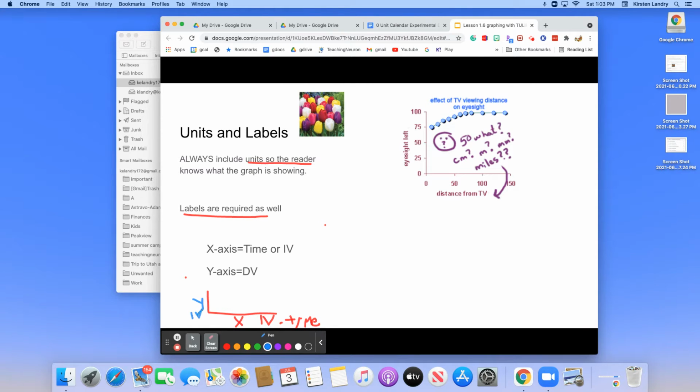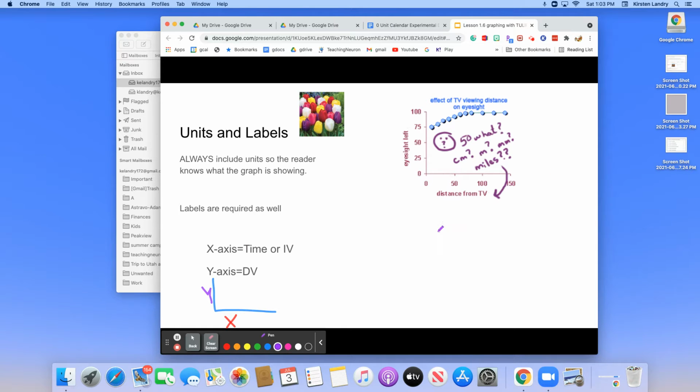Oh, I'm sorry, nope, clear that. That's your dependent variable. I kind of screwed that up. So let's do that again. Okay, over here is x, and then over here is y. Okay, that's how you graph it.